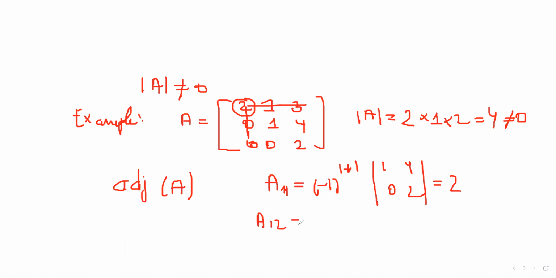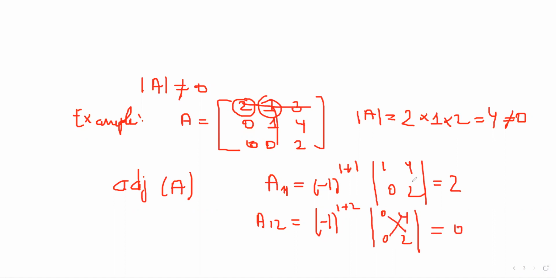A12 is the cofactor of the second element in the first row. First we need to find the sign: minus 1 to the power 1 plus 2. Then, if we delete the row and column, we get the determinant of 0, 4, 0, 2, which makes it 0. When we multiply, the result is 0.